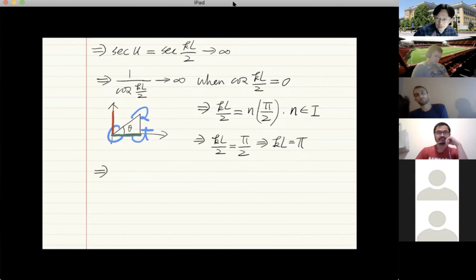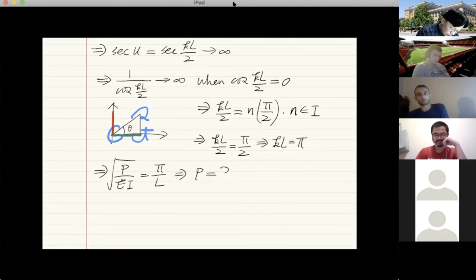You already know what we're getting at. That means the square root, you can do either way you like. P over EI must be pi over L. So what's the critical load here? It is pi square EI over L square. And not surprisingly, this equals PE, right? So that's how we found the critical load for this problem.